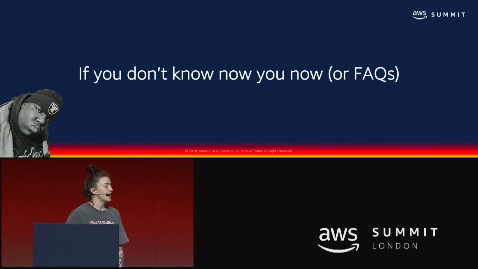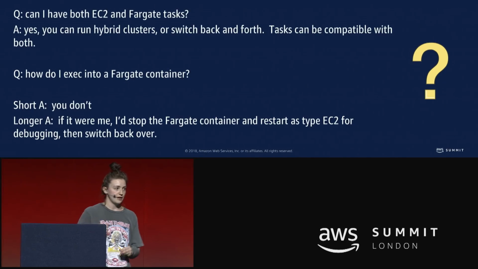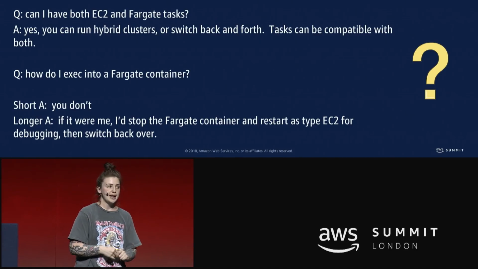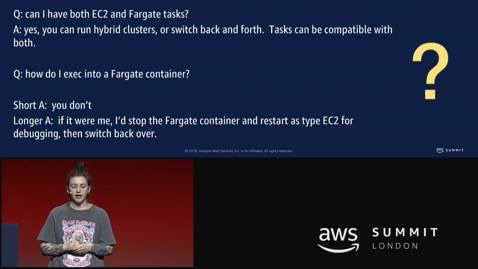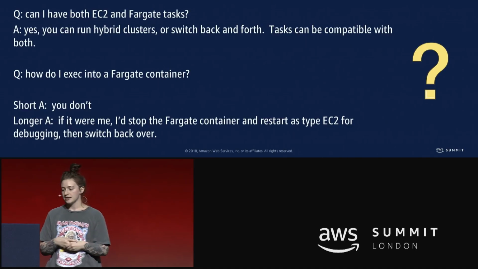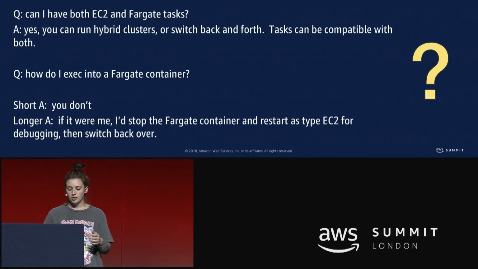A couple of frequently asked questions, so that if this was your question, you don't have to wait in line and ask it afterwards. Number one, can I have both EC2 and Fargate tasks? Yes. You can either run a hybrid cluster or you can switch back and forth. Tasks can definitely be compatible with both.